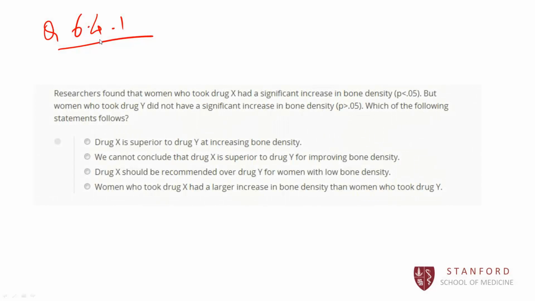In this question, we have researchers who found that women who took a particular drug X had a significant increase in bone density, but women who took a drug Y did not have a significant increase in bone density. The correct answer here is B. The fact that the p-value is significant in one group but not the other does not tell us whether the two groups differ significantly. It also does not guarantee that the effect is bigger in the drug X group because p-values depend on the effect size, the variability, and the sample size as well.